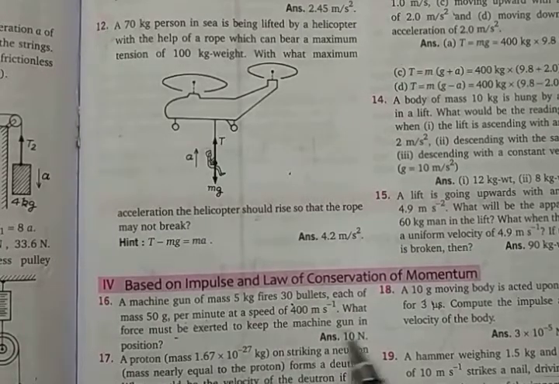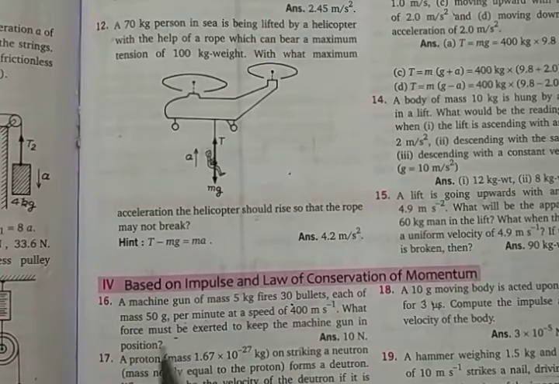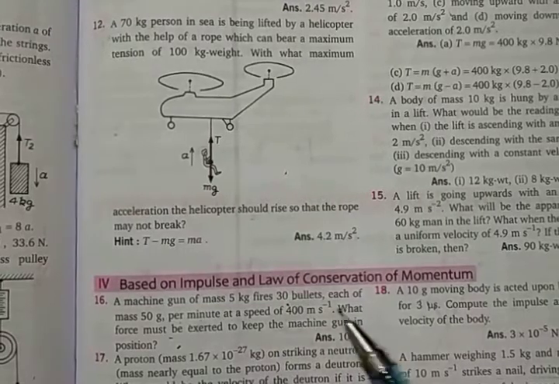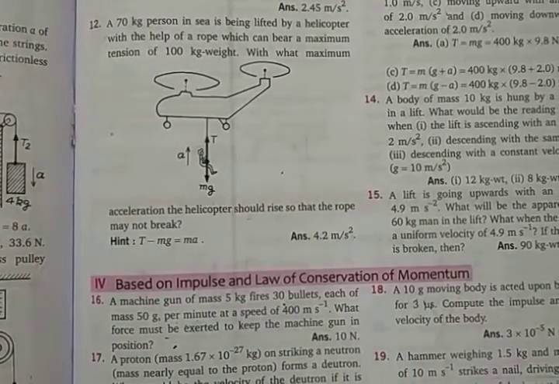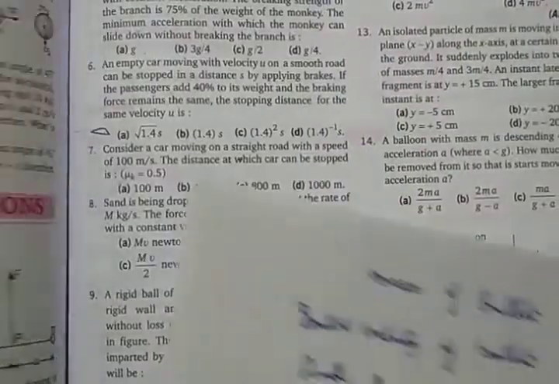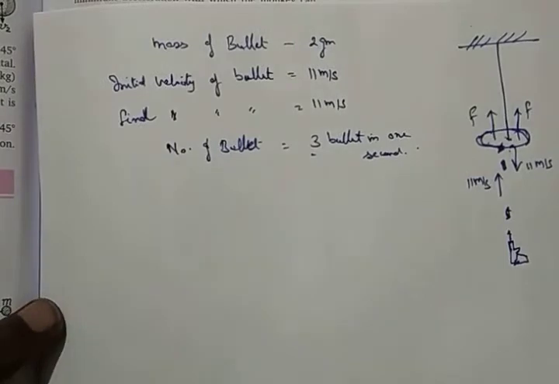If you look at the 16th question, how it is done, this question should also be done in a similar way. So turn to your page, see the 16th question, see how it is done with 30 bullets per minute, and you are asked to find the force. Quite a similar situation is there. Now we need to find the force exerted. So now we'll start the answer, how it will be done.